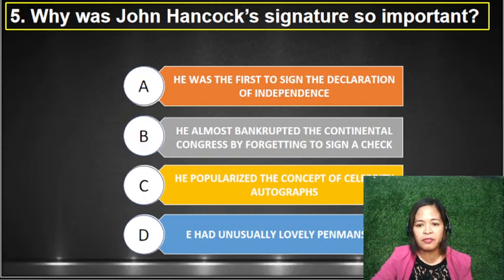Okay, question number five. Why was John Hancock's signature so important? What is the reason? A. He was the first to sign the Declaration of Independence. B. He almost bankrupted the Continental Congress by forgetting to sign a check. C. He popularized the concept of celebrity autographs. And D. He had unusually lovely penmanship.